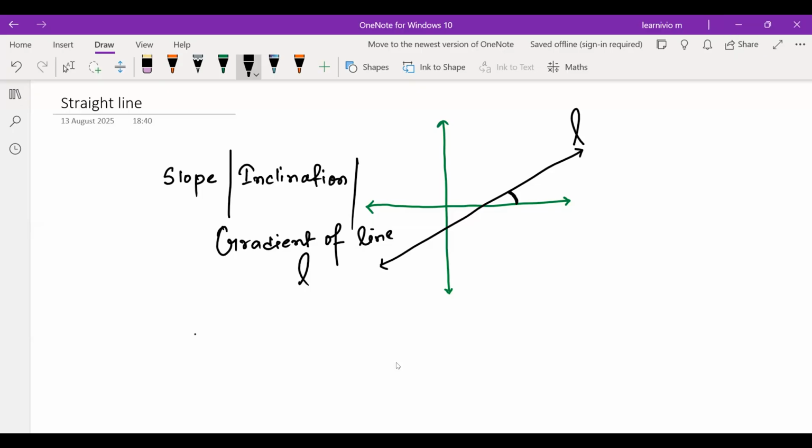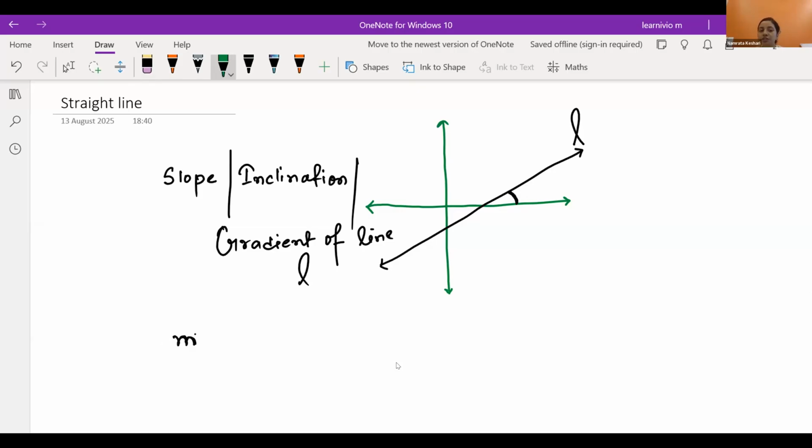We represent the slope with a small letter m. Okay, this is this small letter m. We represent the slope by using this alphabet. And we have two formulas for finding the slope.